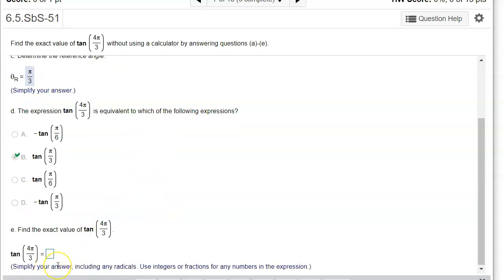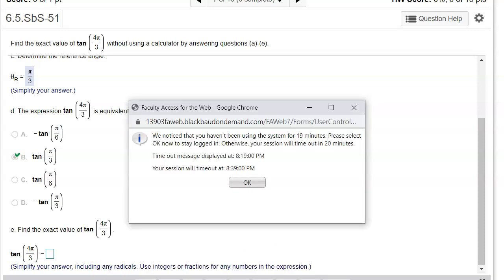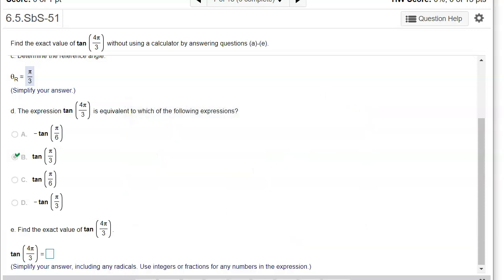I'm going to type it in. Excuse me. Oh, this is weird. Okay. Why won't it let me do anything? Oh, okay, there it goes. Square root 3.